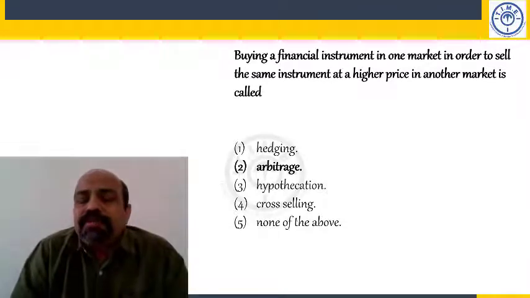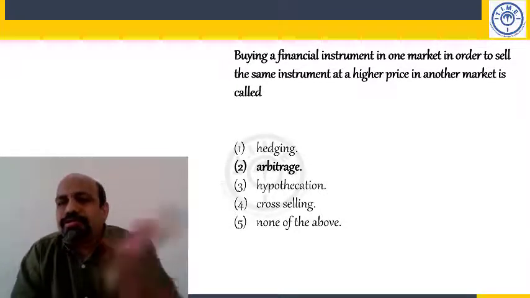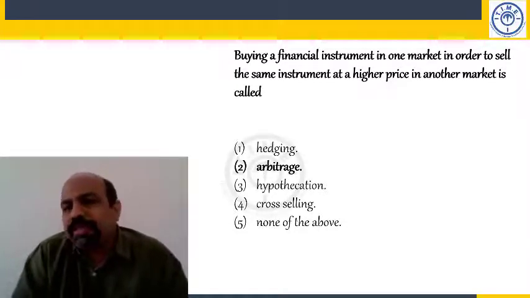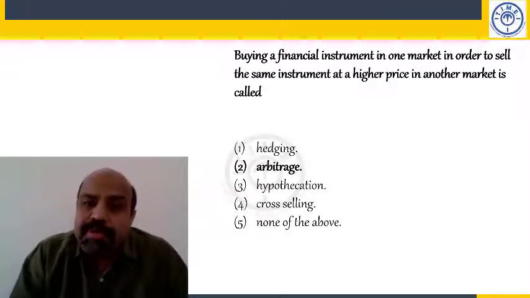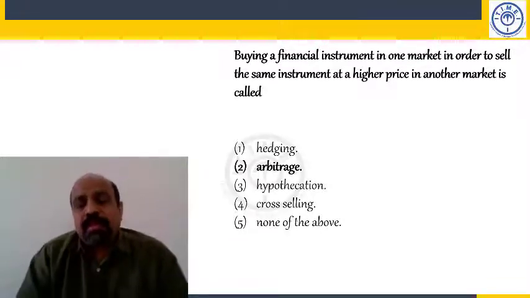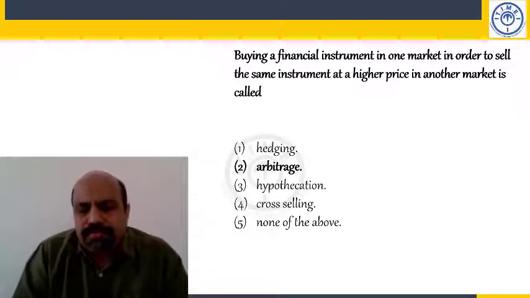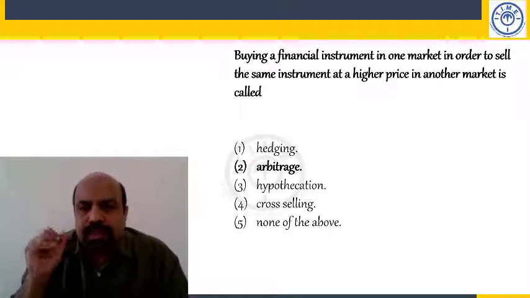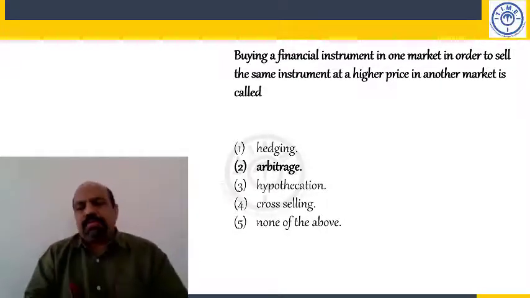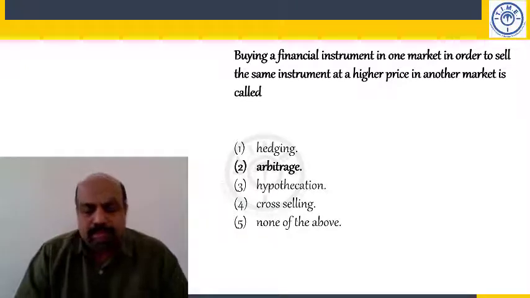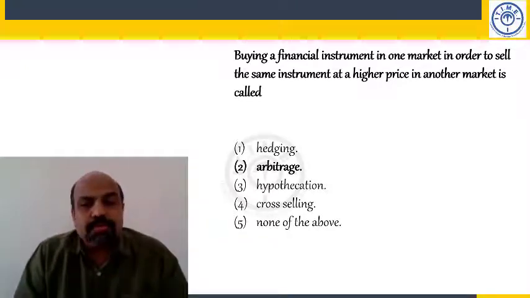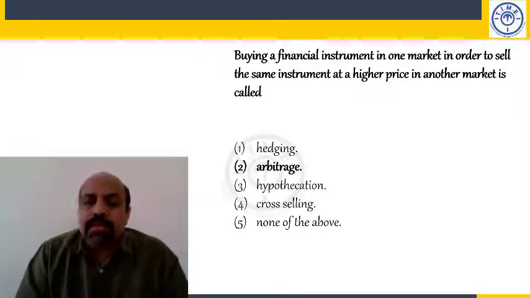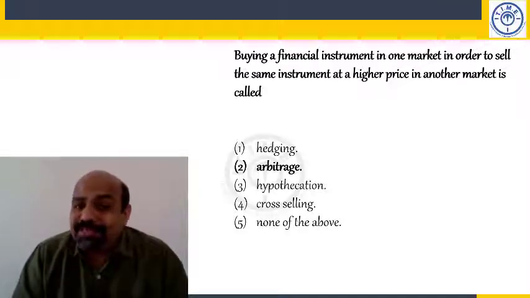Buying a financial instrument in one market in order to sell the same instrument at a higher price in another market is called arbitrage. Arbitrage. Simple example, I'll give you. Let's say you buy gold. You buy gold in Hyderabad. I'm in Hyderabad now. Let's say you buy gold in Hyderabad, and you want to sell this to someone in Bombay. You see that there is a price difference.